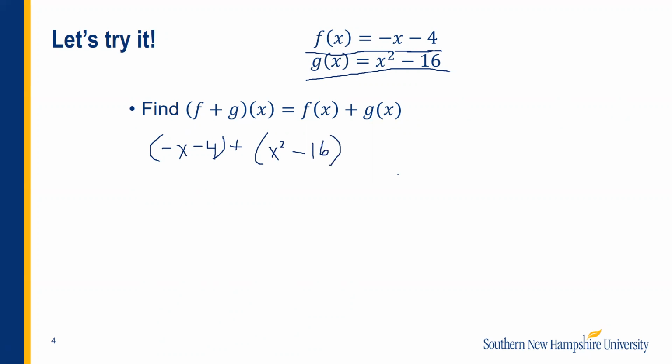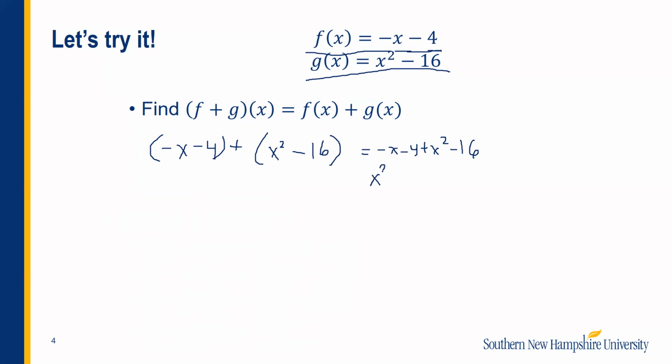Addition is probably the easiest one of the four because you're not having to worry about any negatives. You don't have to distribute everything. We're just adding these together. And when we do that, we would find negative x minus 4 plus x squared minus 16. And that's how we performed the addition. And now we need to combine like terms here.